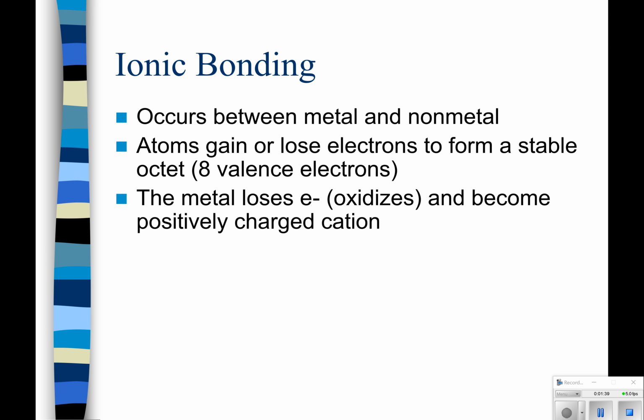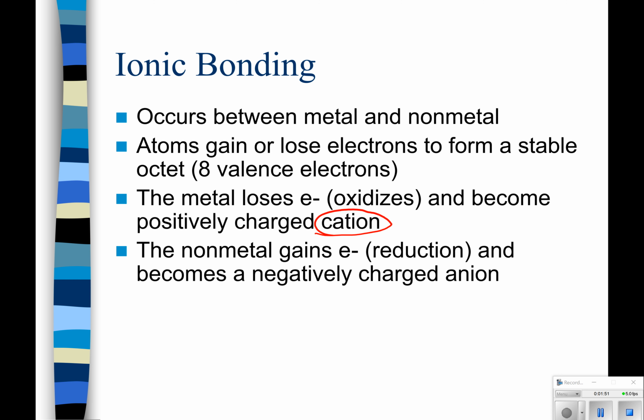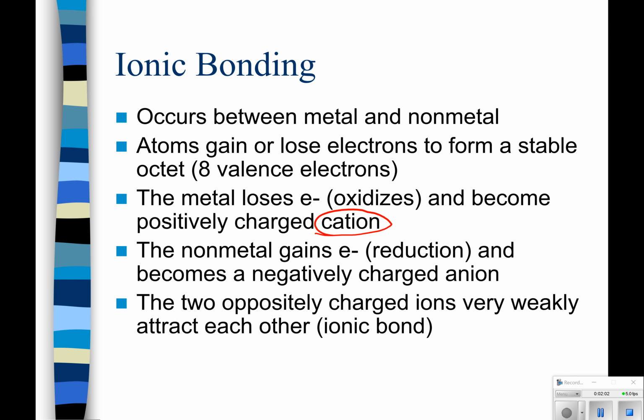Remember, metals like to lose electrons. That's called oxidation. So metals oxidize and become positively charged. And we call those positively charged particles cations. The non-metal atom is going to gain electrons, which we call reduction. The non-metal is going to be reduced and become a negatively charged anion.